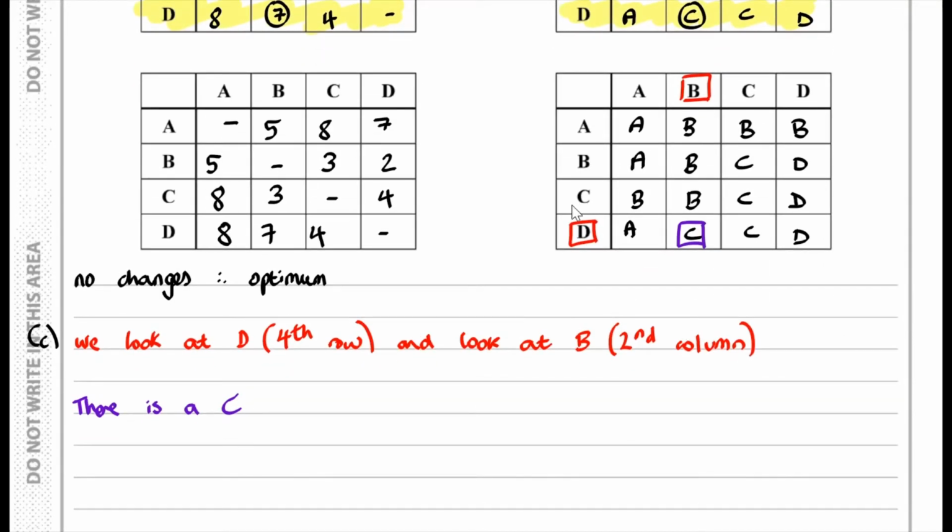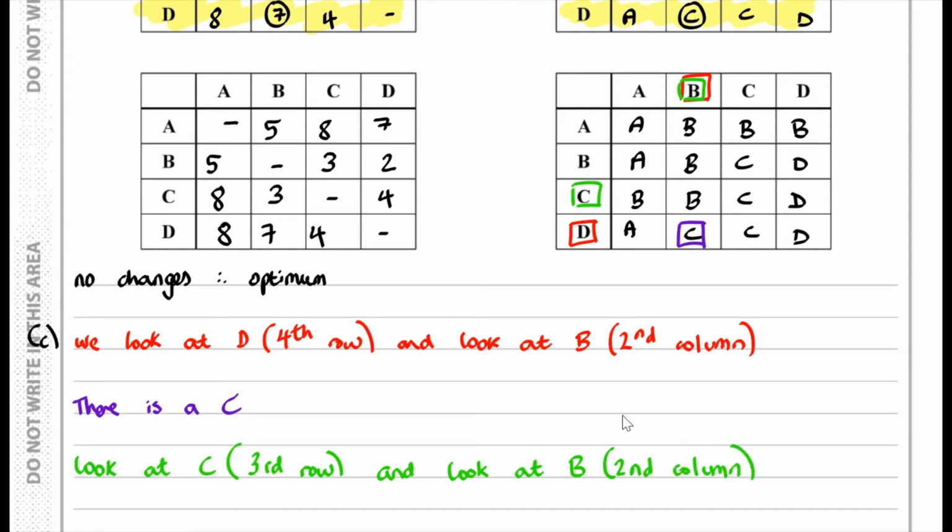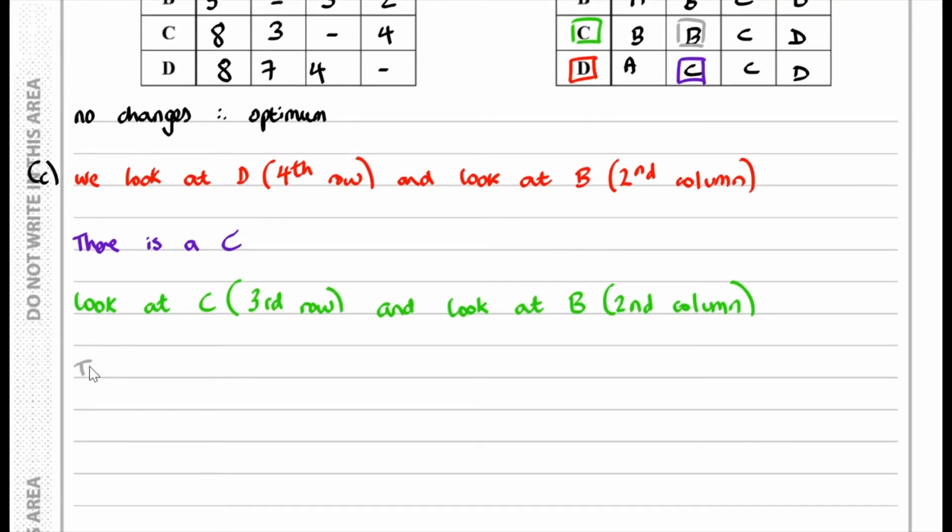So we start over here at C then. So we look at the C from the 3rd row, and we still look at this B from the 2nd column. Okay, so we look at the B from the 2nd column, and you'll notice when we compare those, indeed we have a B. So you'll see that there is a B.